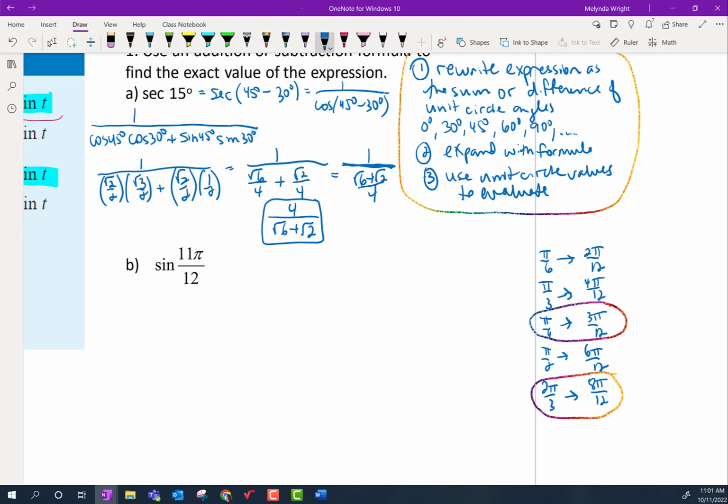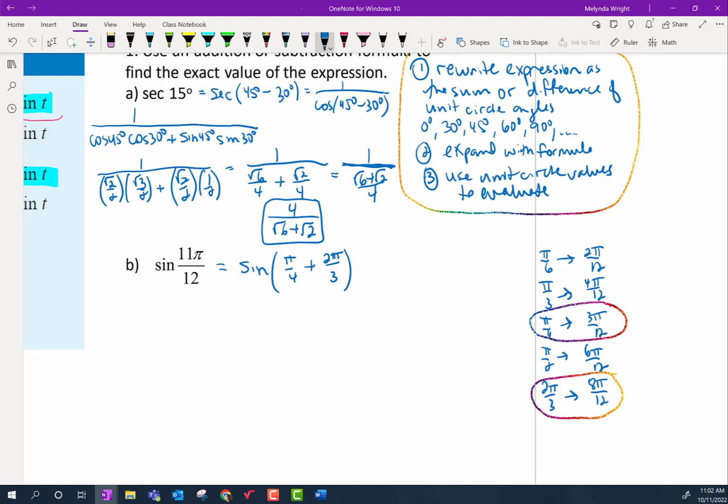Okay, is everybody okay with that? You see what I'm doing? I'm just doing this step 1. I'm rewriting the expression as the sum or difference of unit circle angles. And since we're in fractions, we need to put all our unit circle angles in twelfths so I can figure out what makes 11 pi over 12. Okay? So now we can rewrite it. So this is going to be the same as sine of pi over 4 plus 2 pi over 3. All right, so that's step 1. We rewrote it as the sum or difference of unit circle angles.